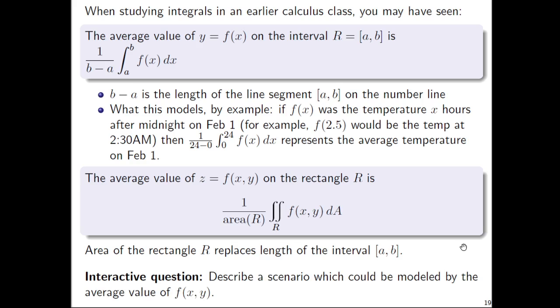Interactive question: describe a scenario which could be modeled by the average value of f of x comma y. I think this is challenging. You're going to have to try to describe for yourself what x would represent and what y would represent and what z would represent in order to talk about this.